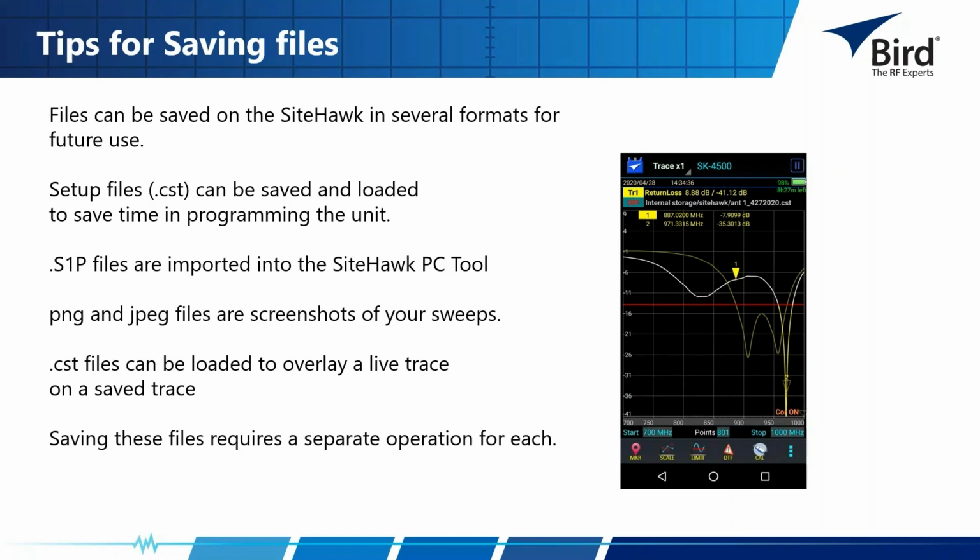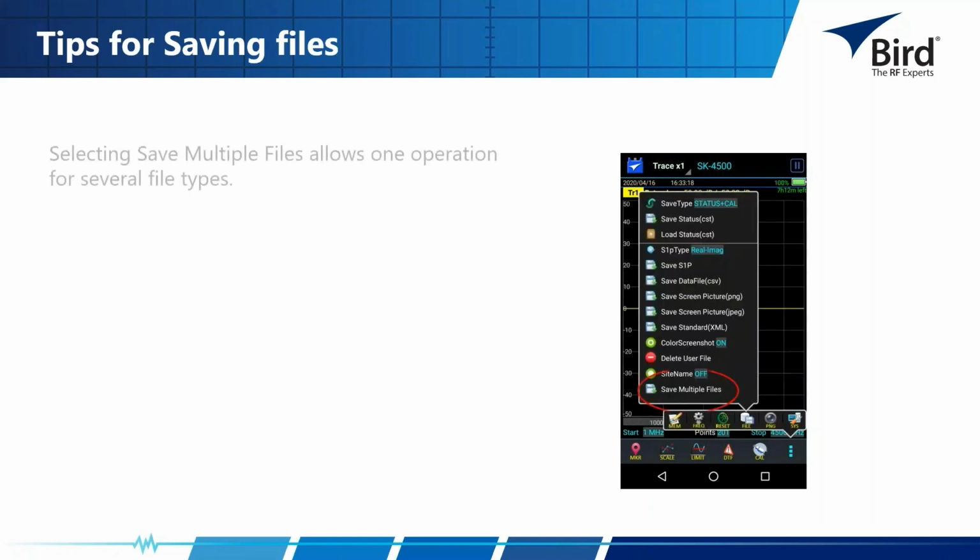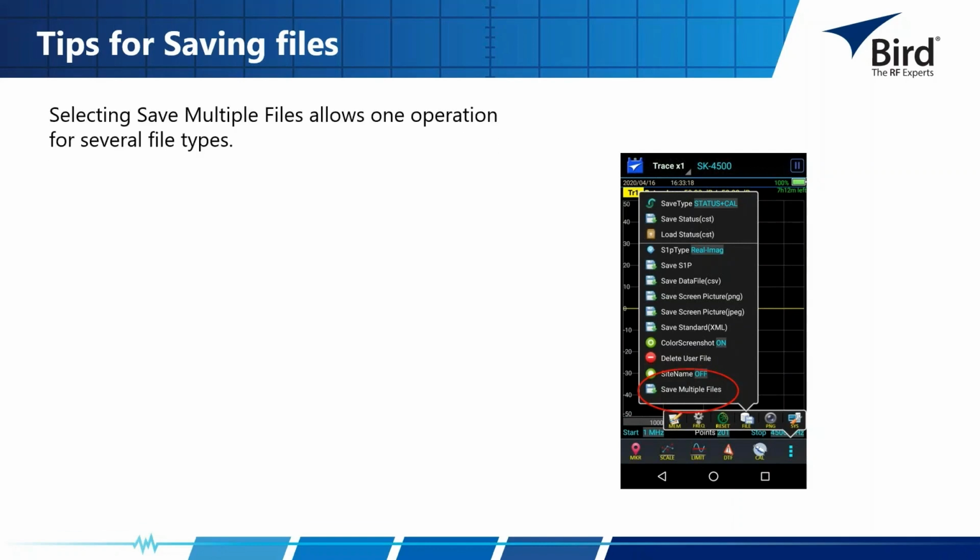When you save these particular files, it requires a separate operation for each. And for those of you that want a JPEG, want a CST, want an S1P, it can be a little bit cumbersome. But you can also select Save Multiple Files, which allows one operation for several types of files. You do have to be current in the firmware, and we released this with version 1.61, and this is where you would get this feature.